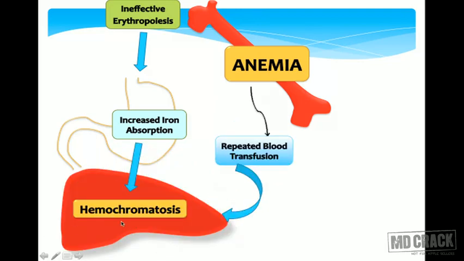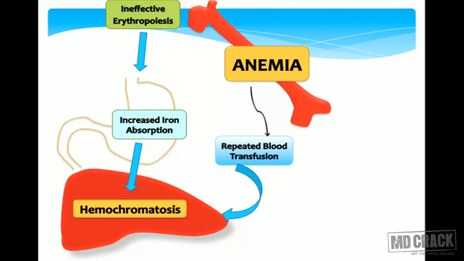The patient can have hemochromatosis because of the increased iron absorption. Hemochromatosis can also be caused by transfusions, because most thalassemia patients are transfusion dependent. We keep on giving blood transfusions with the intention of raising the hemoglobin up to 10 grams. At least 10 gram percentage, we want to maintain. So repeated blood transfusion also contributes to hemochromatosis. Unless you do iron chelation therapy, this is a very common complication in patients with thalassemia.